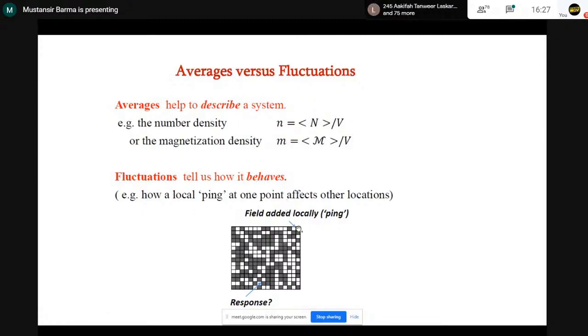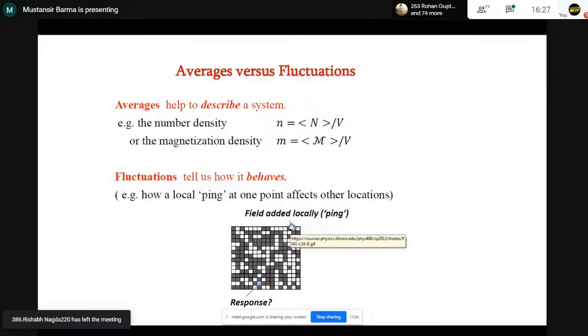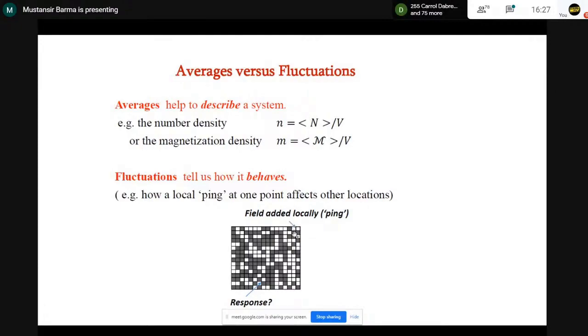And I'm repeating myself, but if I ping the system by adding a particle here or doing something like that, the question I would ask is, what is the response? How does a point far away know about this, and to what extent does it know? So once we know a little more about fluctuations, we'll be able to answer this. So let me move on.